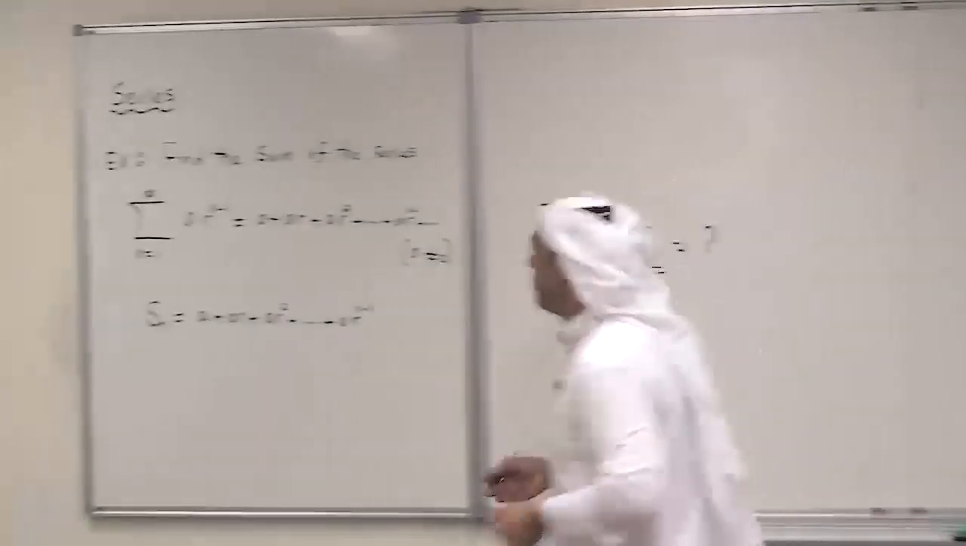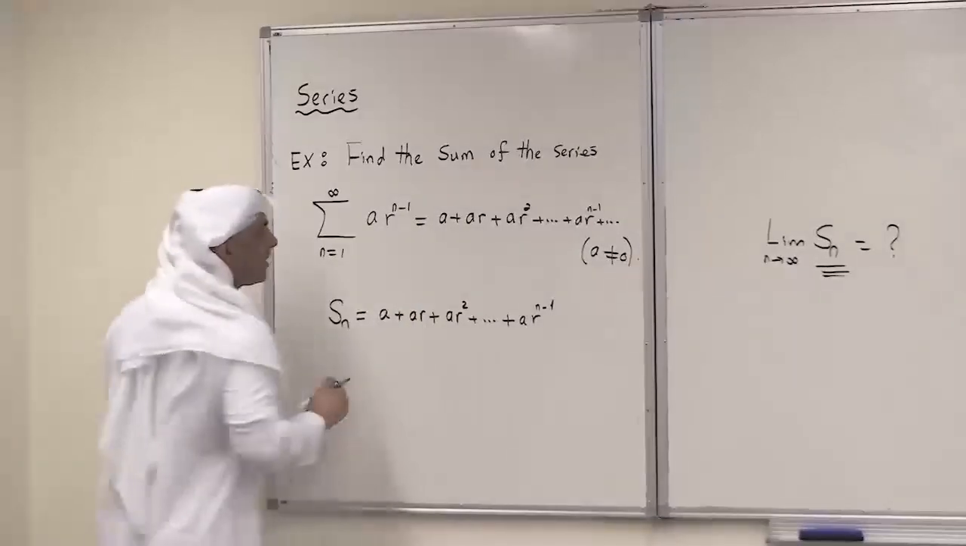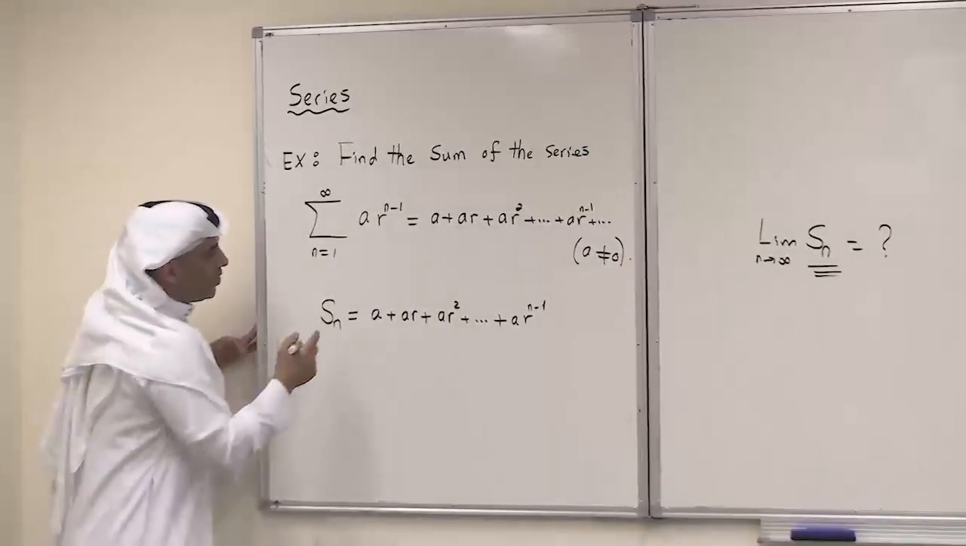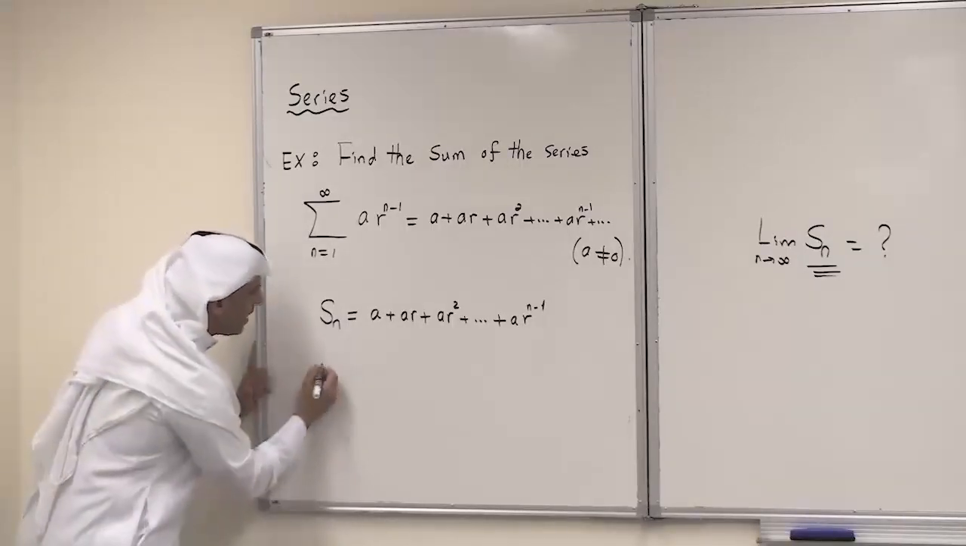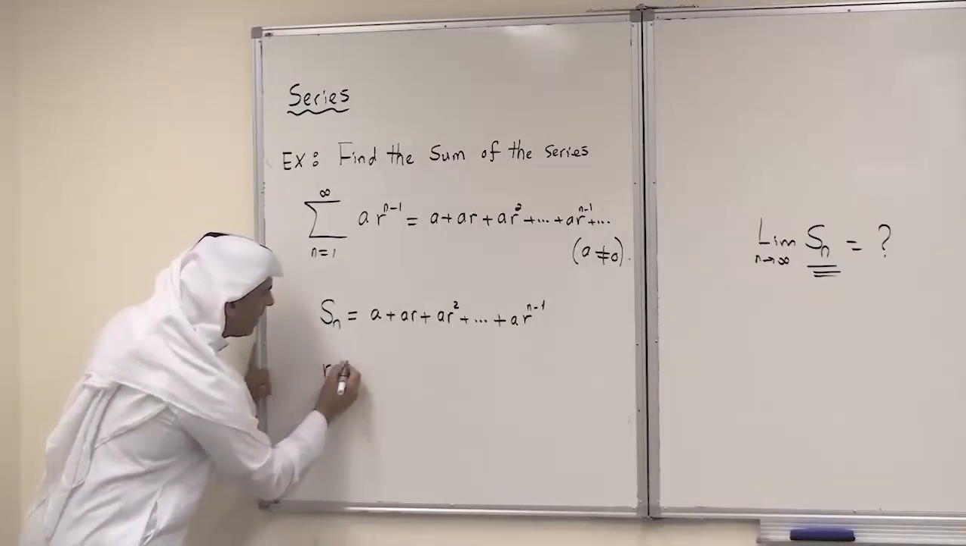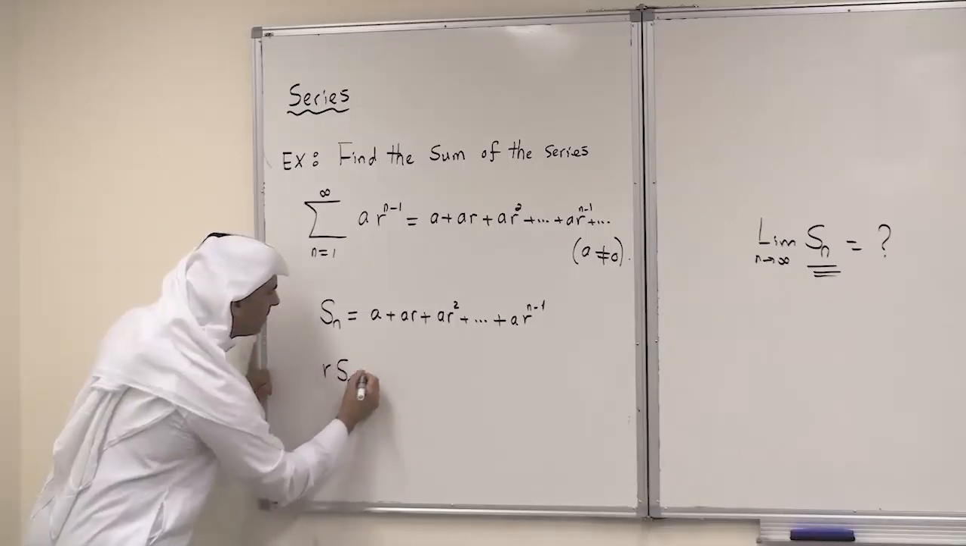So what we will do here, specifically for this exercise, we have a nice trick to simplify the expression of Sn. So what is that? We will multiply by r. Okay, r times Sn. What is it equal to?